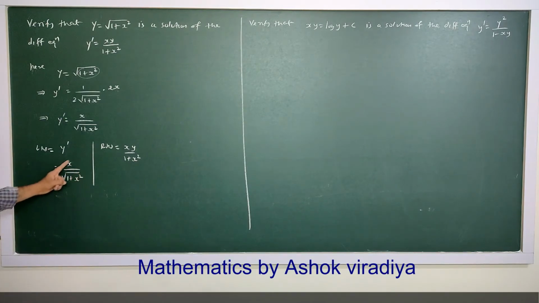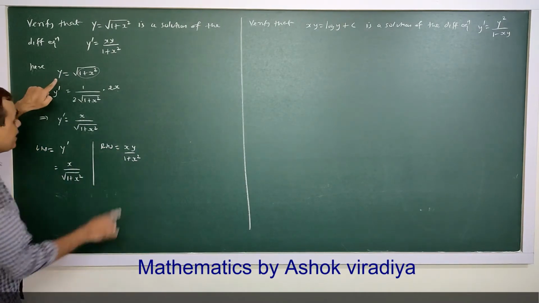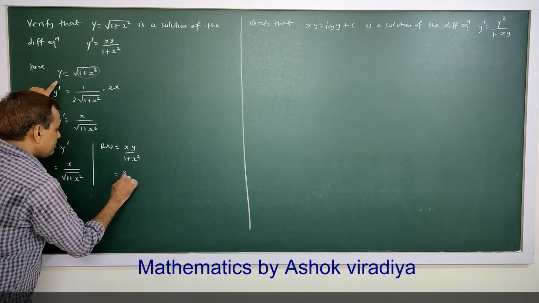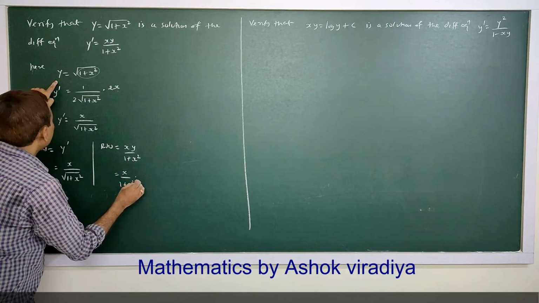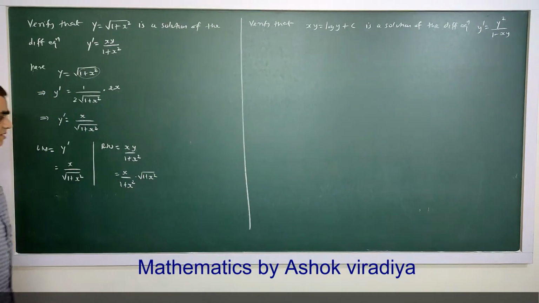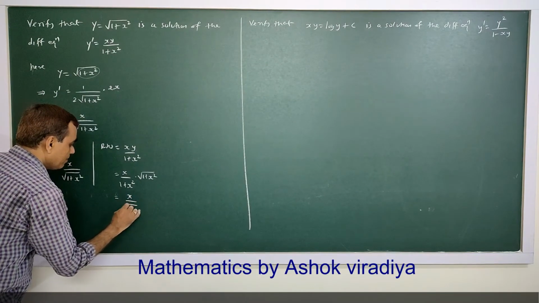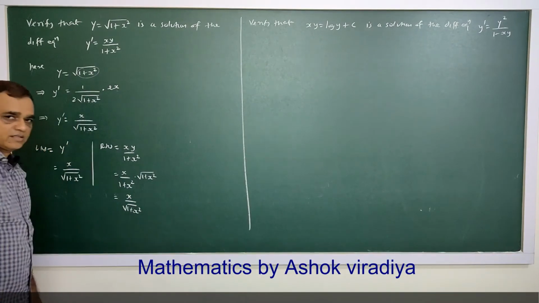LHS is in terms of x only, so the same we need in RHS in terms of x. So what I do, I put the value of y here. Value of y is root 1 plus x square. So that is x upon root 1 plus x square.